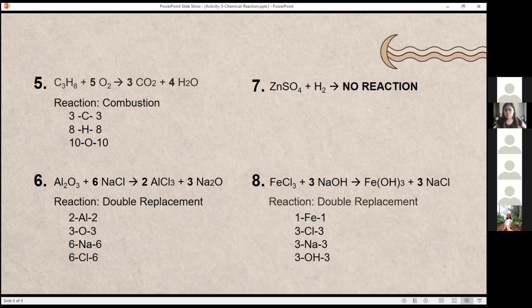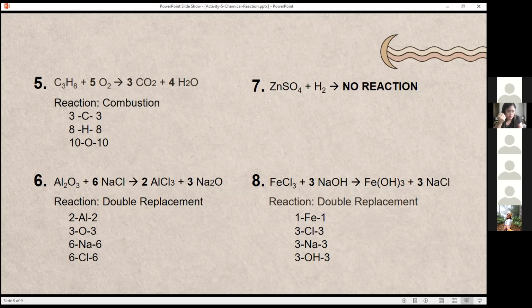Aluminum in the reactant side has two atoms, while in the product side we only have one atom. So in order for us to obtain two atoms for aluminum, we added 2 as the coefficient for aluminum chloride in the product side. So next is for the oxygen.